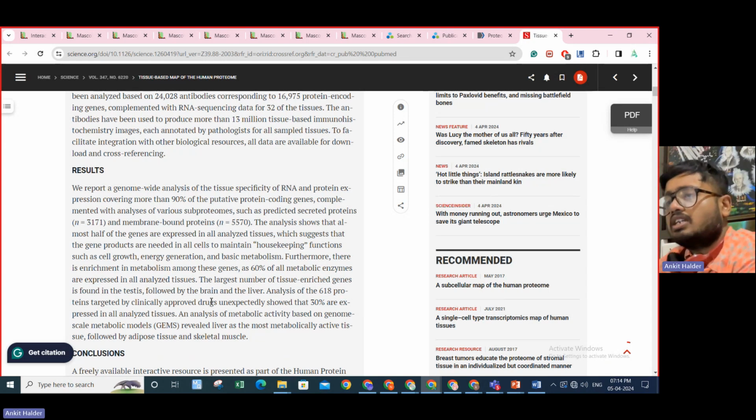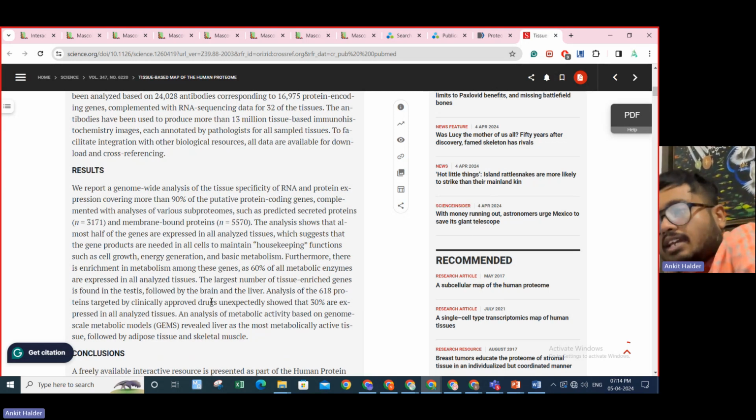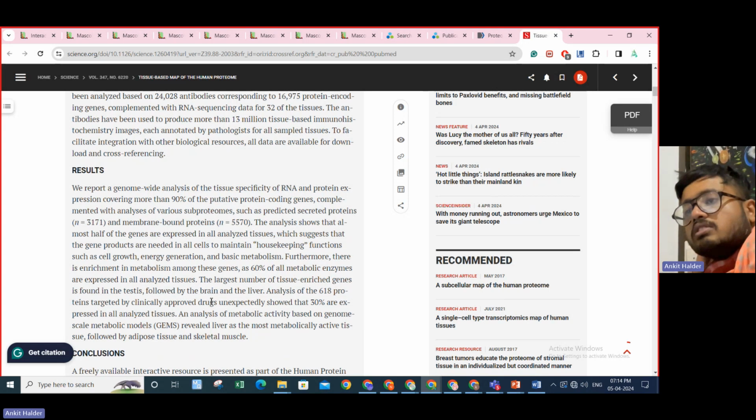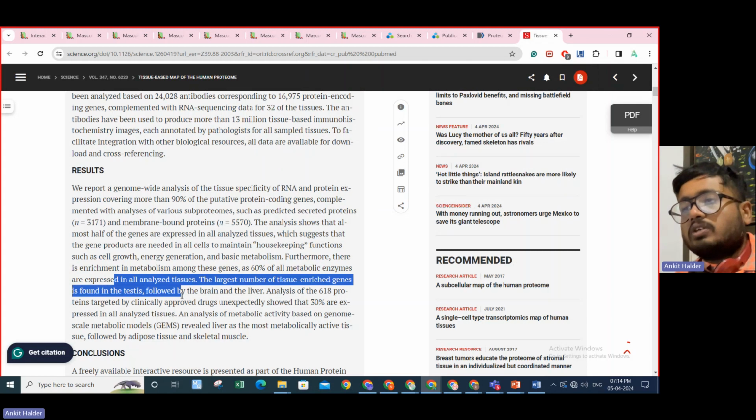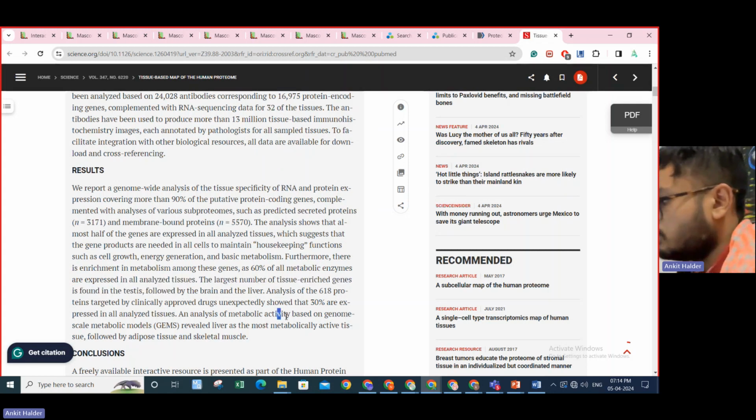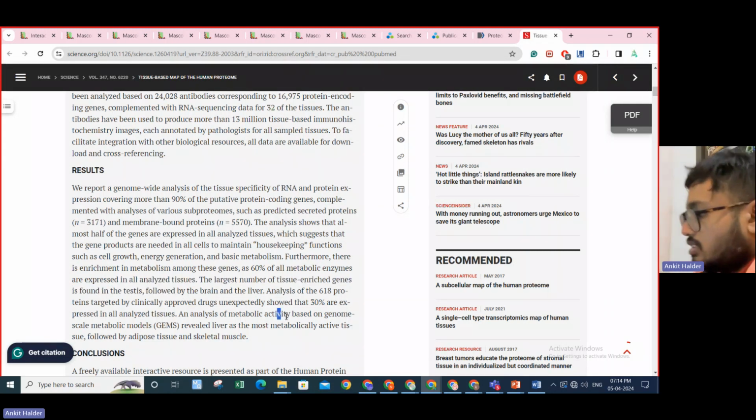30% are expressed in all the analyzed tissues. An analysis of metabolic activity based on genome scale metabolic models revealed liver as the most metabolically active tissue, followed by adipose tissue and the skeletal muscle. So among the 618 proteins, 30% are expressed in all present tissues.